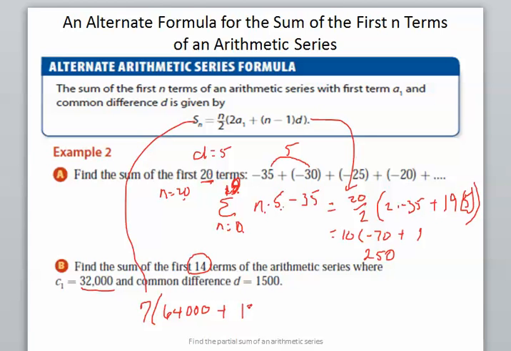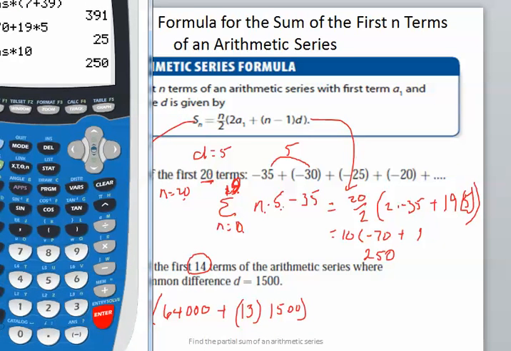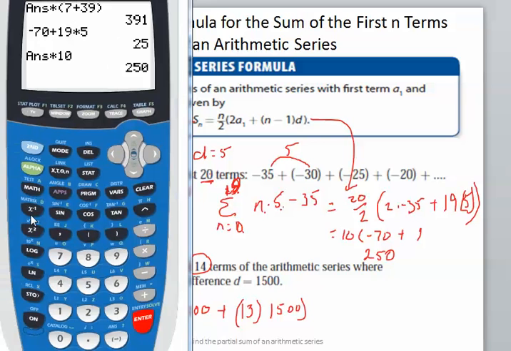Plus 13. Where'd the 13 come from? That's that 14 minus 1. 13 times, the difference is 1,500. So this is just a matter of plugging it into the calculator and doing it, right? So I'm going to come over here and take my calculator, and it's 7 times parenthesis 6,400 plus 13 times 1,500, and I hit enter. Oh, I did something wrong.